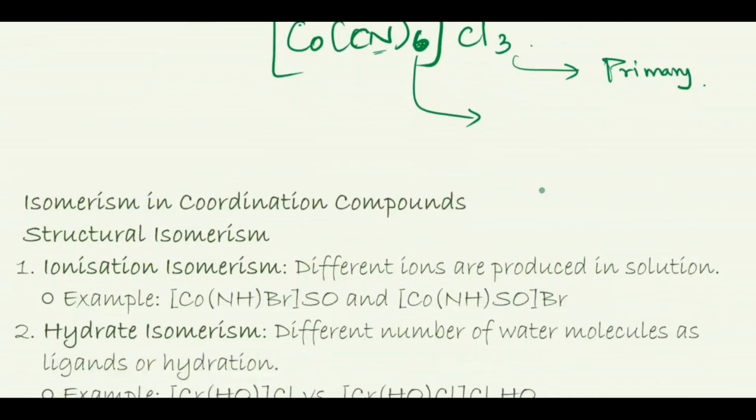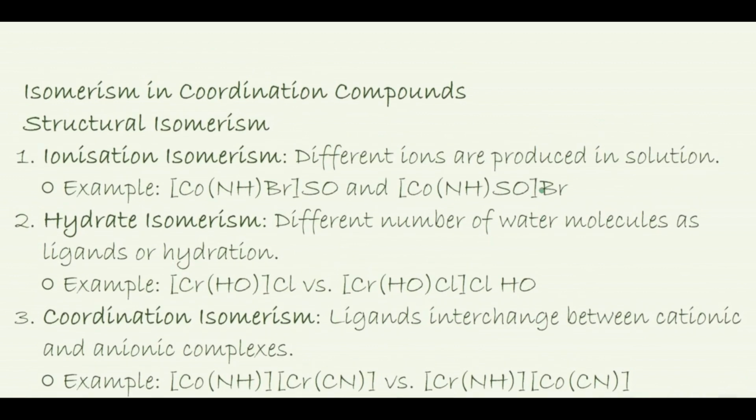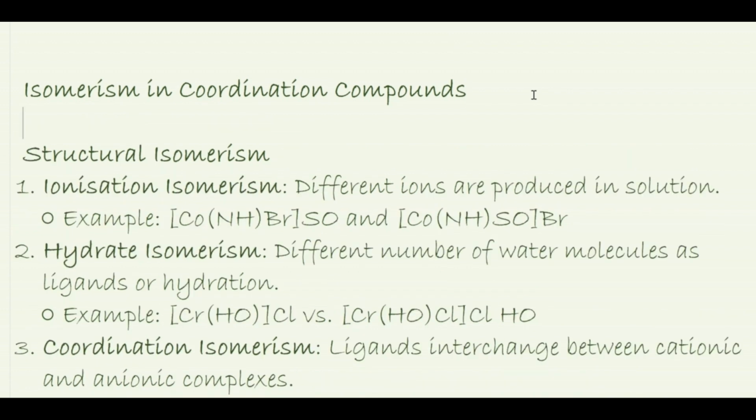Okay. The next most important part in this chapter is isomerism in coordination complexes. The broadly classified types are structural isomerism and stereoisomerism. Right. We already did a video on, actually 2 videos on isomerism, isn't it? So now we are going to see structural isomerism in coordination compounds. The first one is ionization isomerism, where different ions are produced in solution.